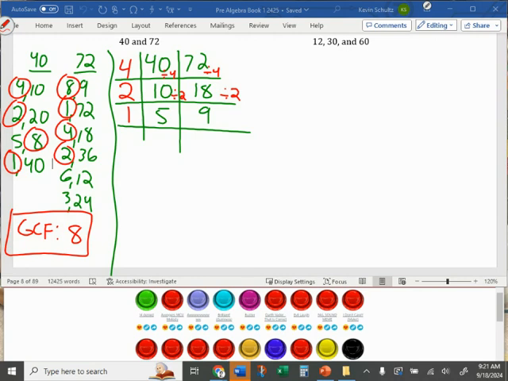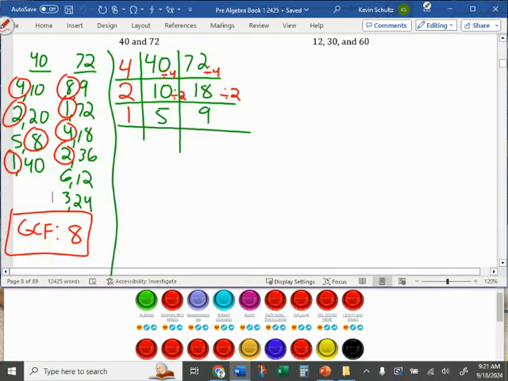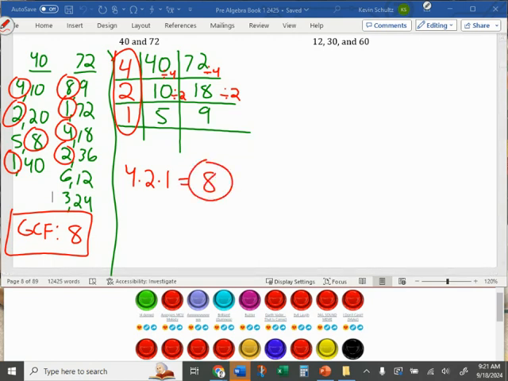Who remembers that? You do 4 times 2 times 1. Yeah, 4 times 2, or 4 times 2 times 1. You multiply what's on the left side here, and 4 times 2 times 1 equals 8, and that's the same answer that we got over here. Mind blown.